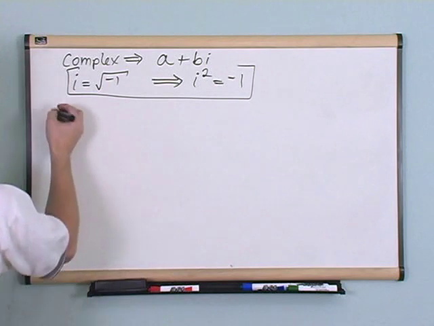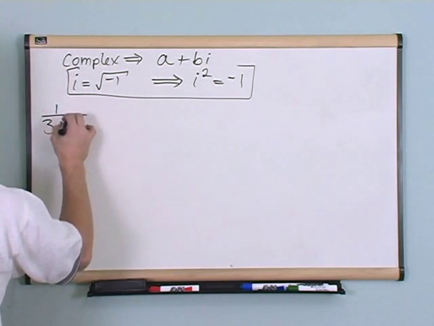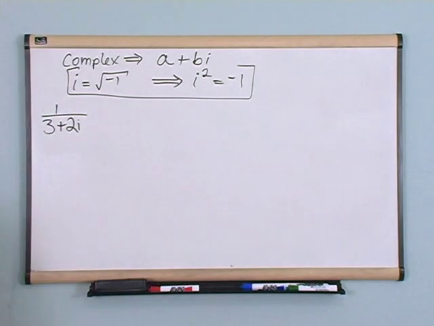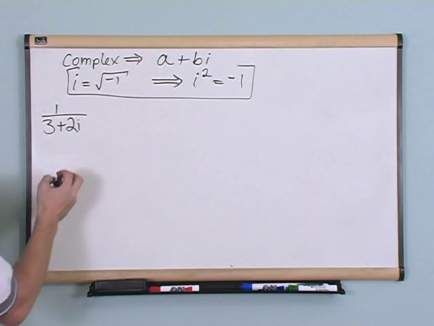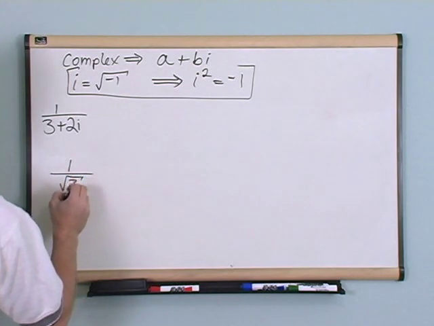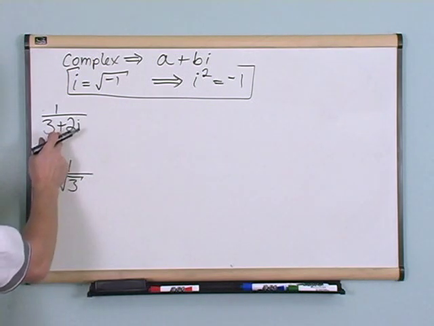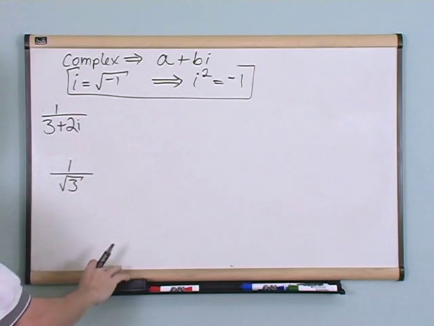Try something a little bit different. What if I have 1 over 3 plus 2i? At first glance, it would look like this is absolutely simplified already. But remember from algebra, if you have 1 over the square root of 3, mathematicians don't like to have square roots in the denominator. Well, they don't like to have imaginary numbers in the denominator either.